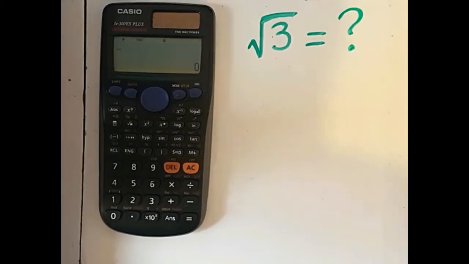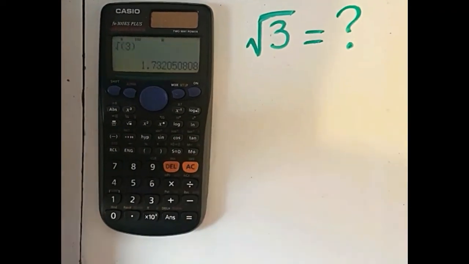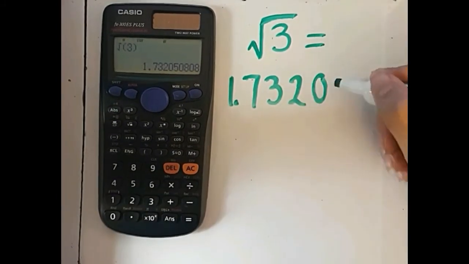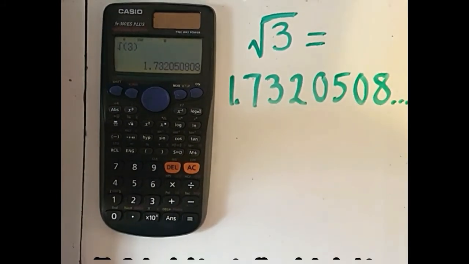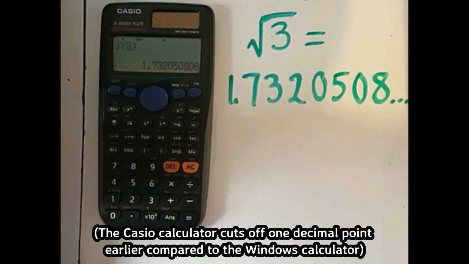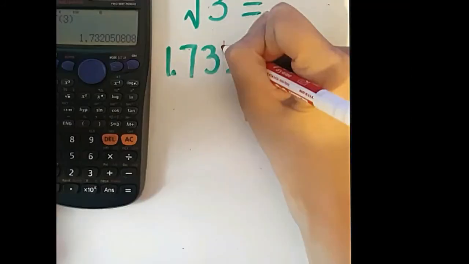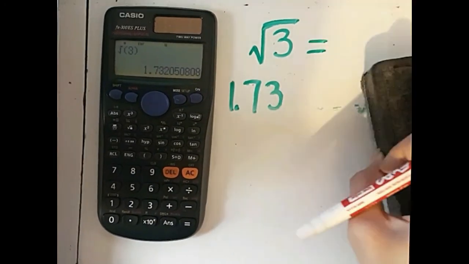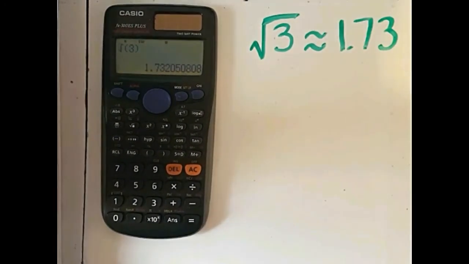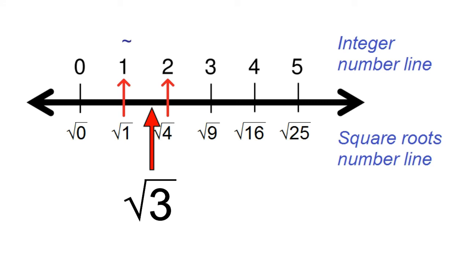If we plug in square root of 3 into our calculator, we'll get 1.732050876. See how it just goes on forever and it's not repeating either? We have to shorten this. It's way too long, so I'm going to shorten it to 3 significant figures and make it 1.73. So the square root of 3 is roughly 1.73. Bigger than 1, closer to 2, just like we predicted.